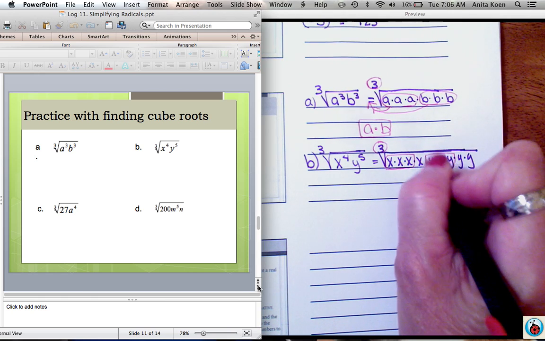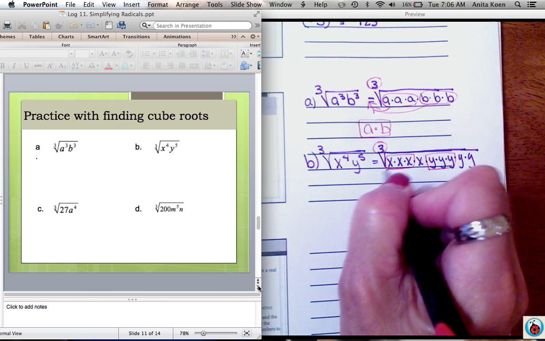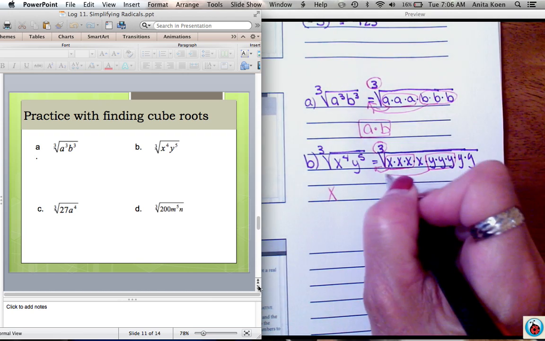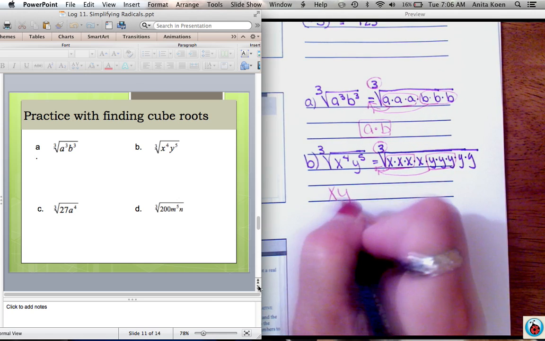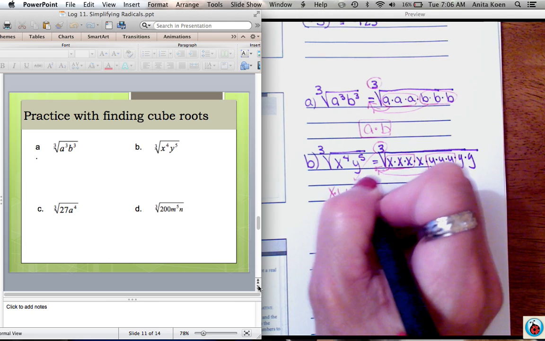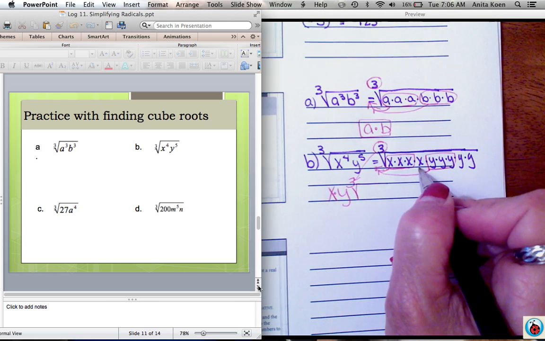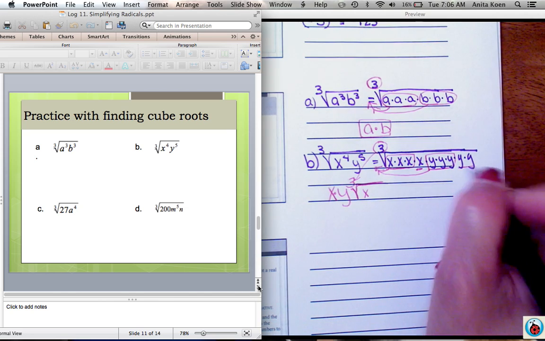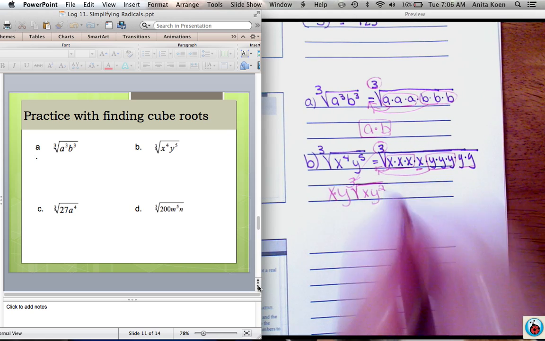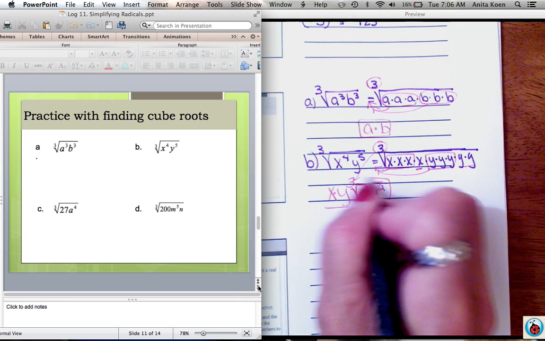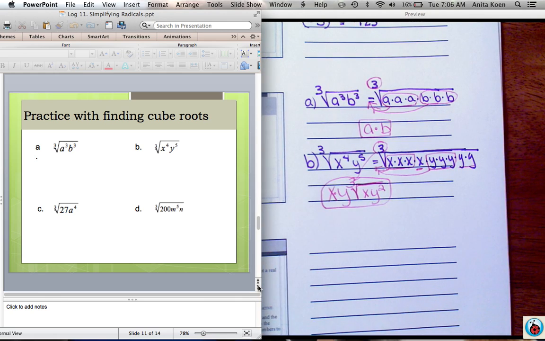Here's 3 y's. This group gets to come out as 1 x. This group gets to come out as 1 y. And remember, they're multiplied together. And then don't forget to bring this down. The cube root of x times y squared, because y times y is y squared. So this is the simplified version of the cube root of x to the 4th, y to the 5th.